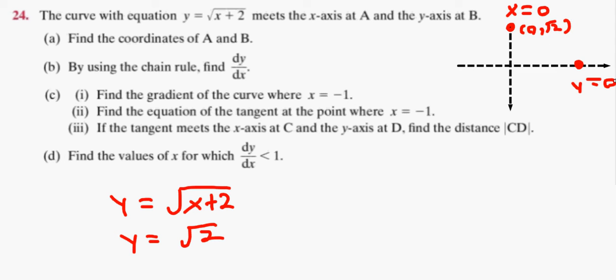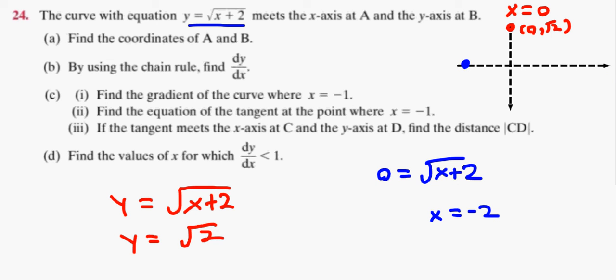Then we go for where it crosses the x-axis, and where it crosses the x-axis, the y value has to equal 0. So 0 equals square root of x plus 2. This implies that x must equal minus 2. So oddly enough, it's over here. And there's your 2 points: (-2, 0) and (0, root 2). That's A, and the red one is B.